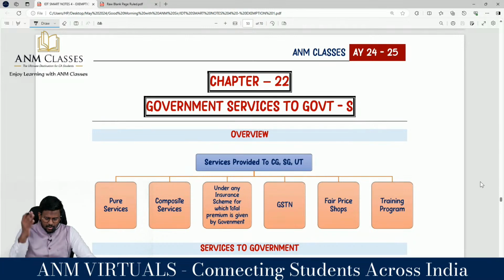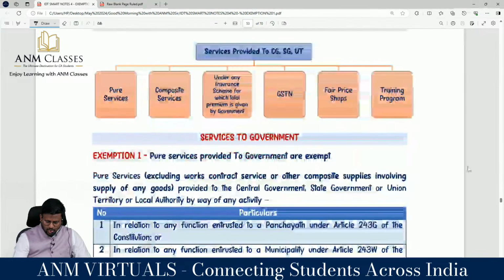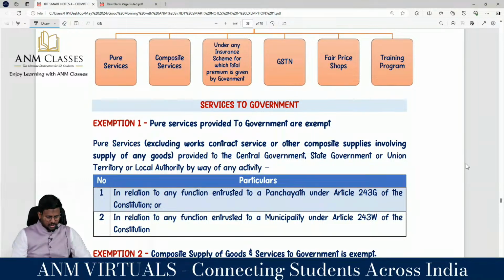S stands for Sarkar, we are in the Sarkar. In the last class we have completed the service provided by Sarkar. Today we are going to do service provided to Sarkar. Exemption number 1. Pure services to government are exempt from GST.